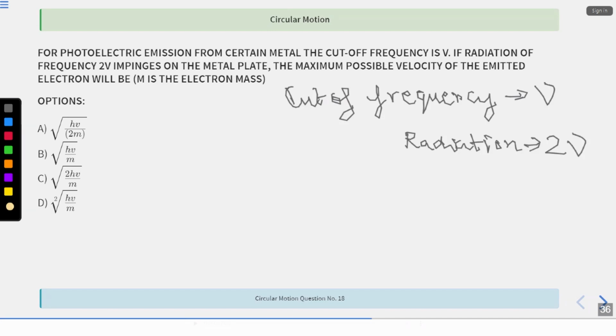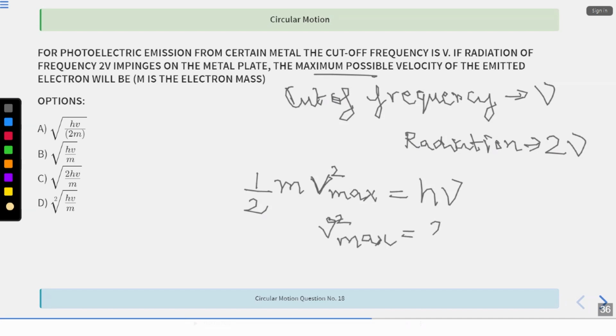Here we'll be conserving the energy. So basically it's nothing but half mv square maximum, because we need to find the maximum possible velocity, right? So this is the kinetic energy that will be equal to Planck's constant into the frequency. So v square maximum, this is the velocity, that will be equal to 2h frequency by m, and therefore taking the square root, it will be this. So our option is C.